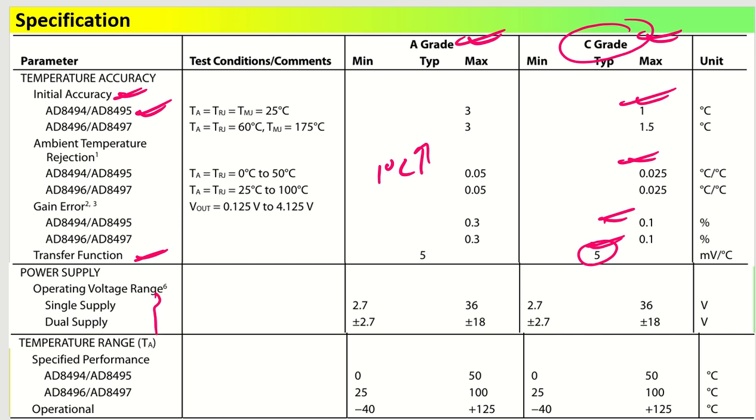Supply voltage we have already talked about. And if you talk about the temperature range, you can see the 8495 and 8494 are going to have 0 to 50 degrees centigrade.